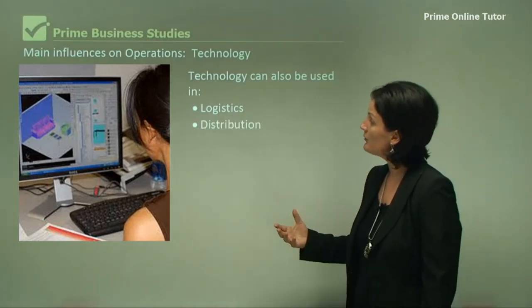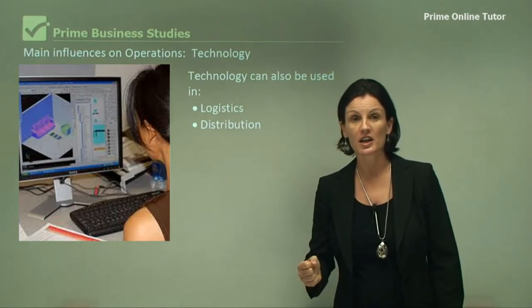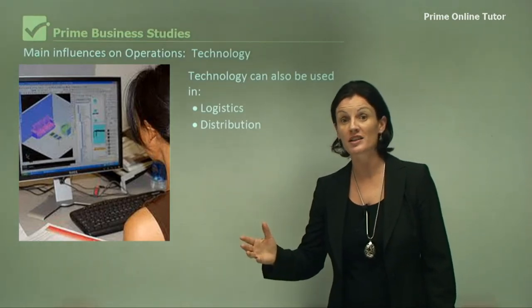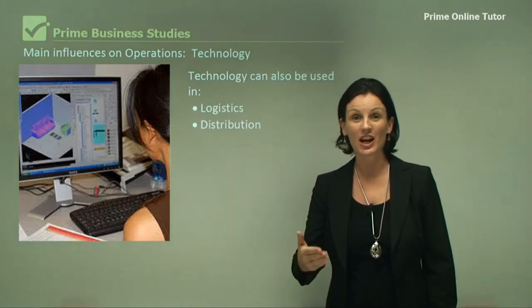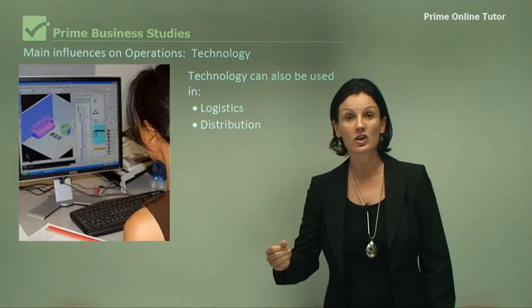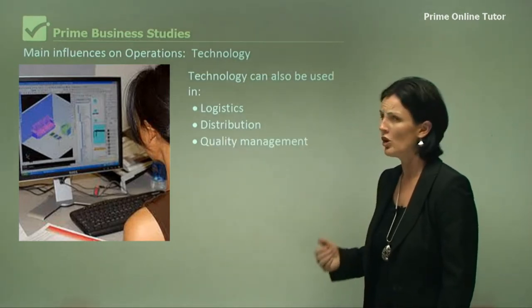Distribution, meaning that the distribution of products is now computerized so that the business knows at what point of delivery products are all over the world. They can tell the consumer the product has left America, it is heading towards New Zealand and it will be here in 2 days.